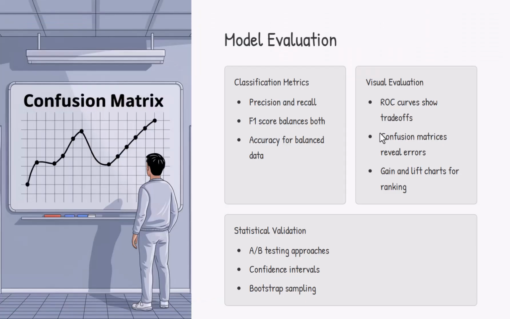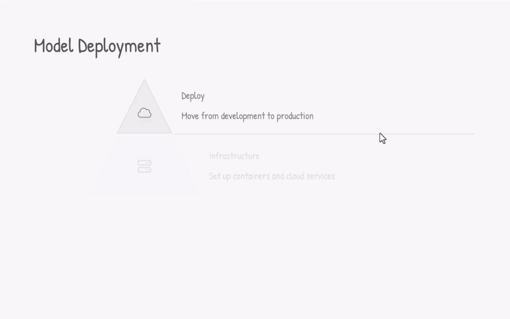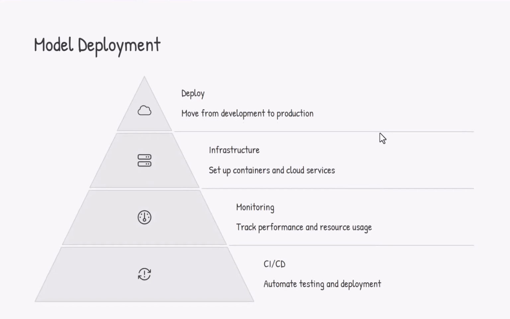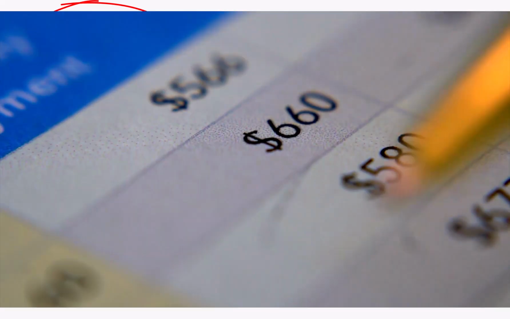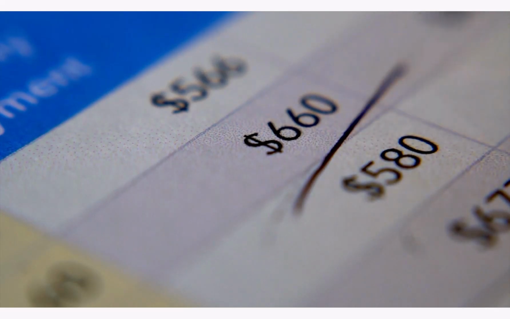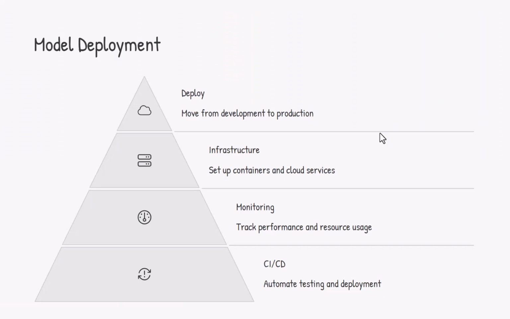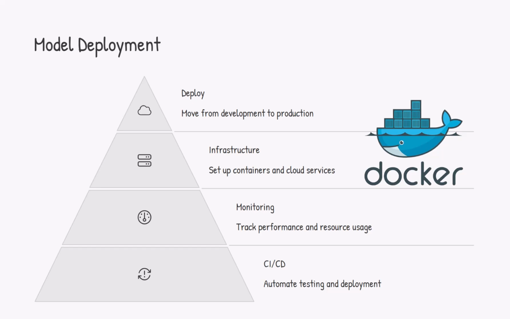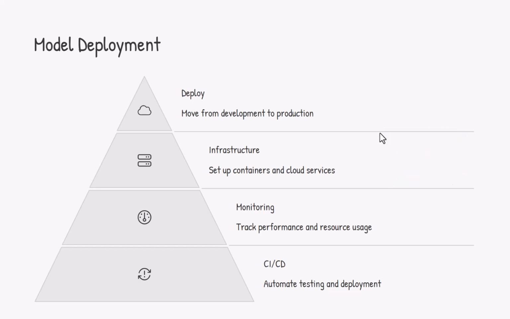Now, here's where most tutorials stop, but not this one. Move from development to production. You've tested it, now launch it. Use Flask, FastAPI, Streamlit, or deploy to the cloud. Set up infrastructure. Docker, AWS, Azure, whatever works for your team. Just make sure it scales.